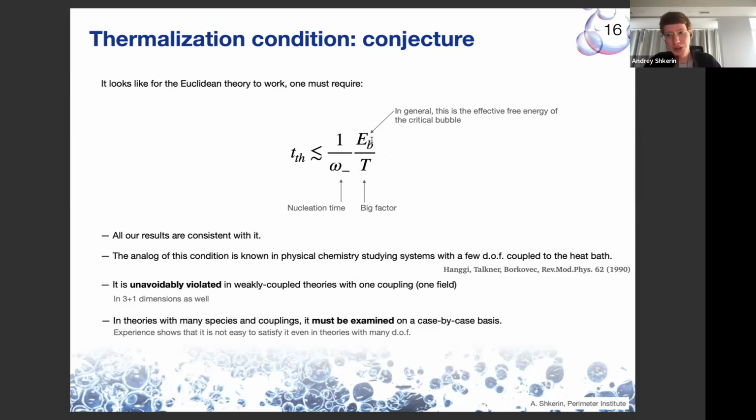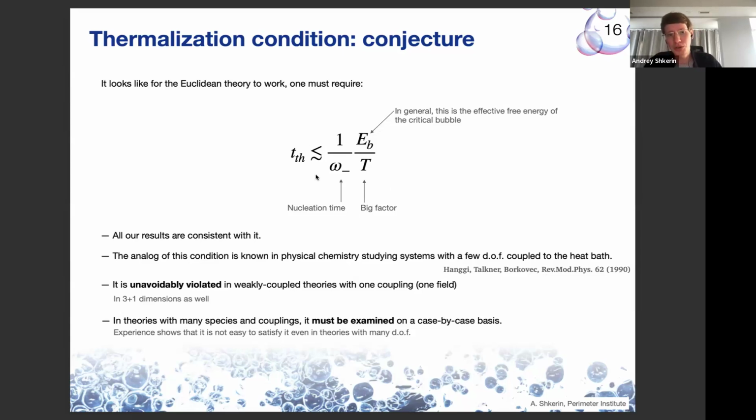So in this simple toy model, when we have just one field and one coupling, this is simply the energy of the critical bubble. But in a more general case, when we have a theory of many species and many couplings, this really has to be the energy computed in the effective potential. So this is the effective free energy of the critical bubble.